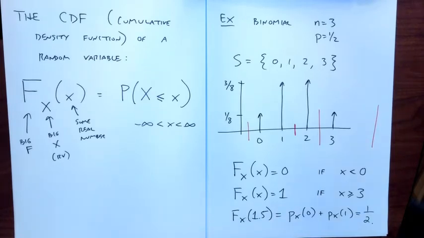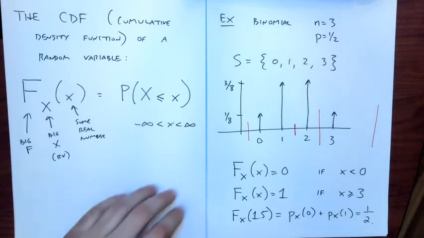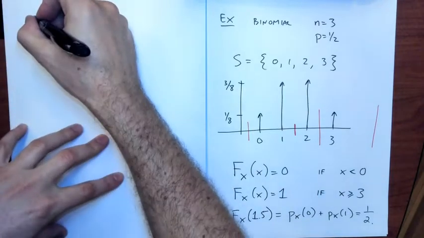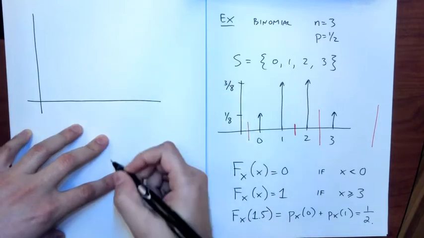And I would get the same answer if I asked about the CDF at 1.6 or 1.8, right? So basically, in this case, there are going to be plateaus where the CDF is constant. And so let's draw out what the CDF looks like. What we get is a stair-steppy looking function.